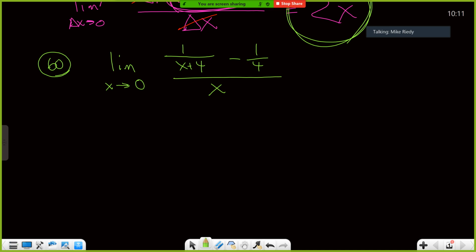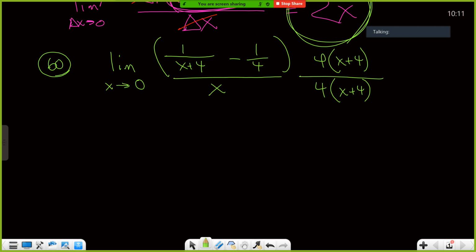Step 2, algebraically manipulate. So that's what I was saying, I don't like this fraction within a fraction thing. So I would multiply the top by 4 times x plus 4 and multiply the bottom by 4 times x plus 4. There are other ways to do it. This is the way I like to do it. Now this seems ludicrous. Why would I do this?